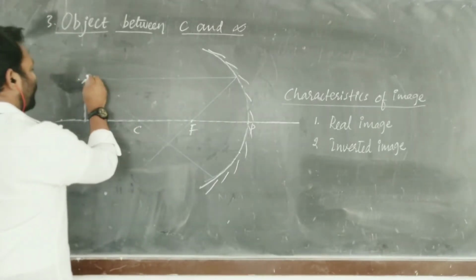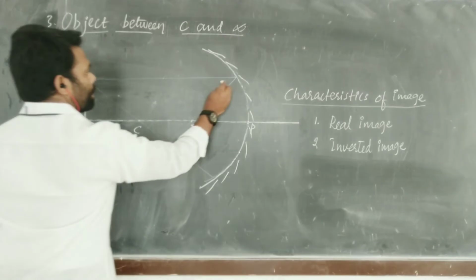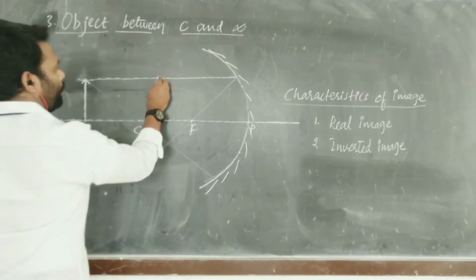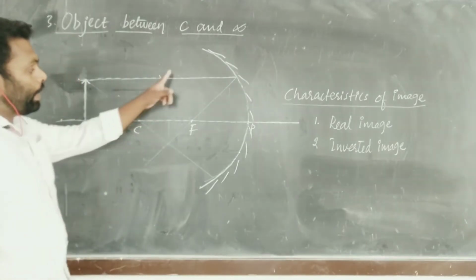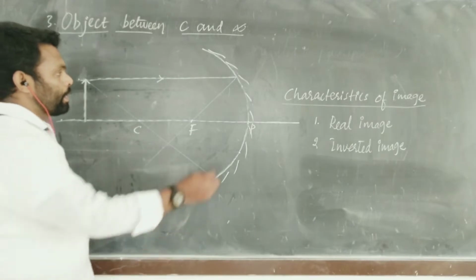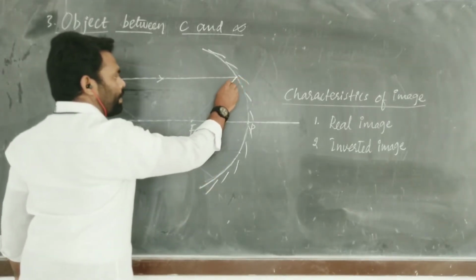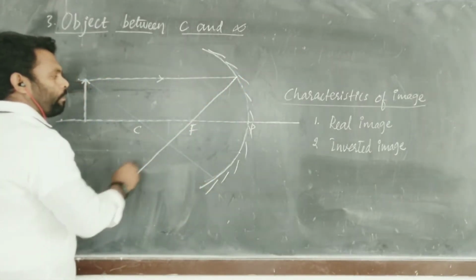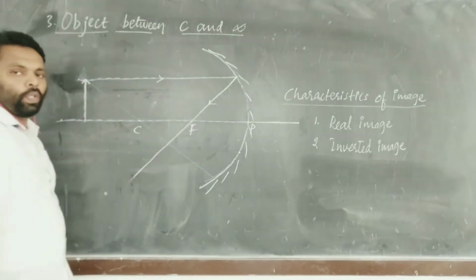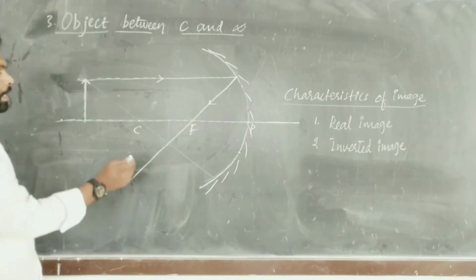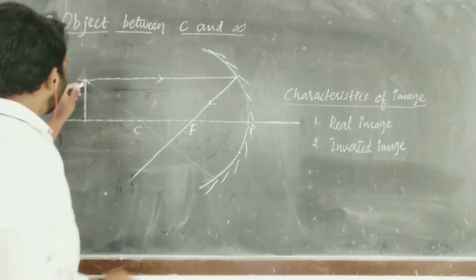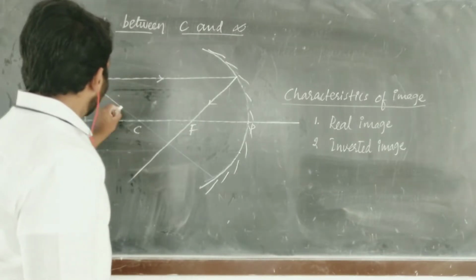So first light ray is parallel to principal axis. A light ray incident parallel to principal axis. And we know that the light ray that is incident parallel to principal axis on concave mirror, after reflection it passes through focus. And this is the reflected light ray. It is passing through focus. Let us take second light ray passing through center of curvature.